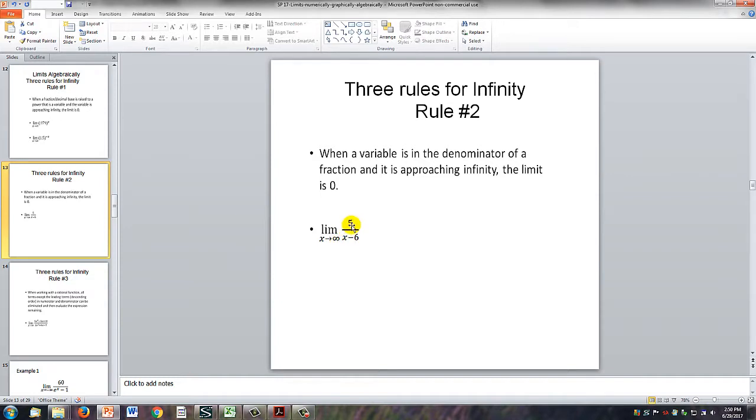Well, 5 stays 5, but x is going to go all the way to infinity. It's going to become a very large number eventually. So 5 divided by a large number minus 6, it doesn't matter if you've got infinity minus 6. So 5 over a large number, the denominator is huge, is going to go to 0. So the limit of 5 over x minus 6 as x approaches infinity is 0.